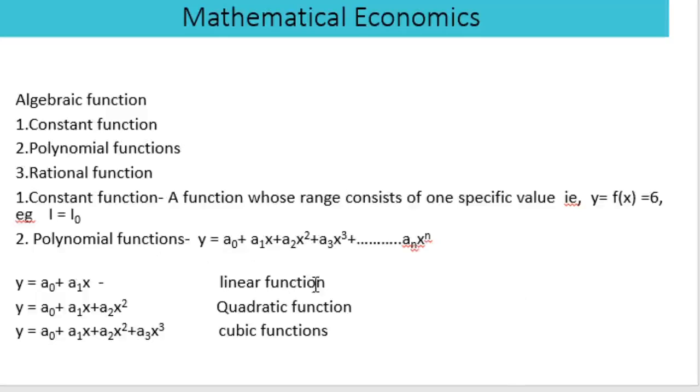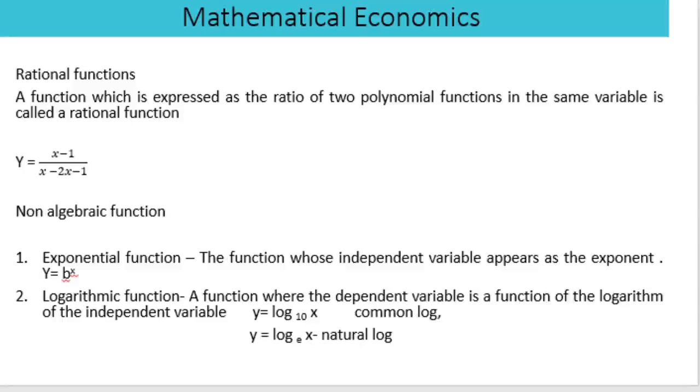In a polynomial function, we have different degrees, and depending upon the degree of the variable, we name it either a linear function, if the degree is 1, a quadratic function, if the highest degree is 2, or a cubic function, if it is 3. A rational function is a function which is expressed as the ratio of two polynomial functions in the same variable, that is, (x minus 1) divided by (x squared minus 2x minus 1). And the non-algebraic functions include exponential and logarithmic functions.